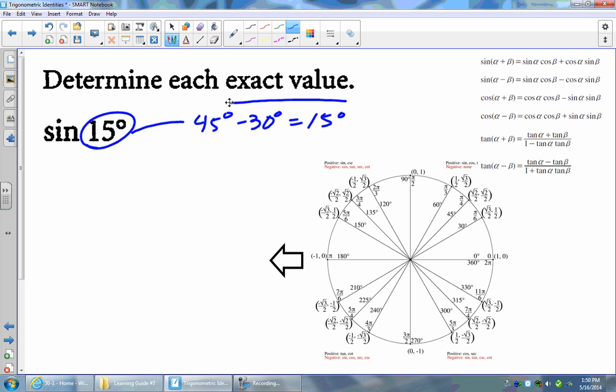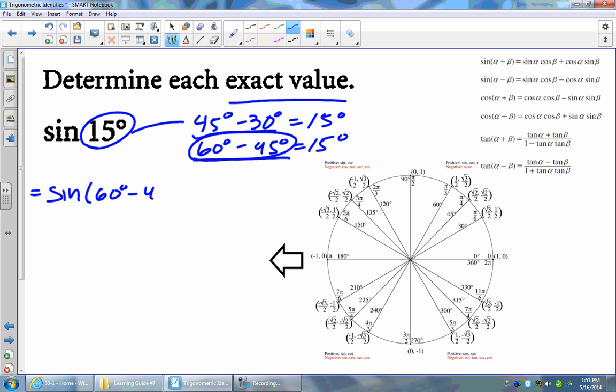You can also use 60 degrees minus 45 degrees. So it's all personal preference. It doesn't actually matter which difference you use, you will end up getting the same answer. Now let's say we choose 60 degrees minus 45 degrees. So I'm going to rewrite this expression as sine of 60 degrees minus 45 degrees.